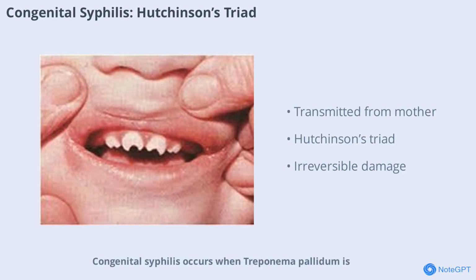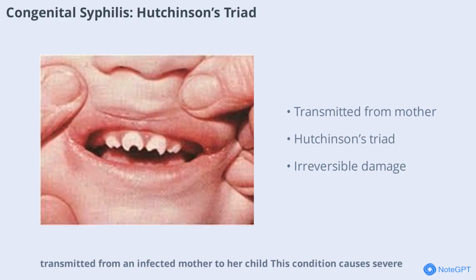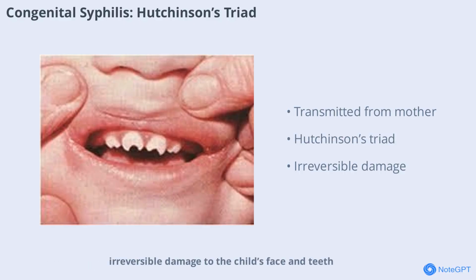Congenital syphilis occurs when Treponema pallidum is transmitted from an infected mother to her child. This condition causes severe irreversible damage to the child's face and teeth. Hutchinson's triad, inner ear abnormalities causing deafness, interstitial keratitis, which is eye inflammation, and notched, widely spaced teeth, is characteristic. Other signs include short fifth fingers, Du Bois sign. Early detection and treatment during pregnancy are essential to prevent these outcomes.